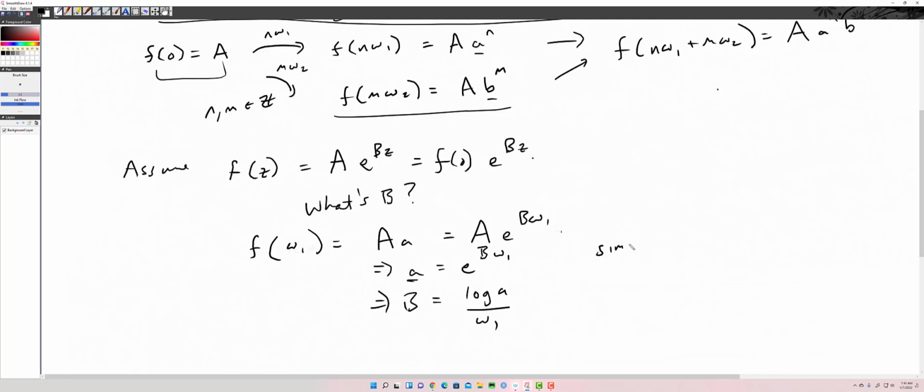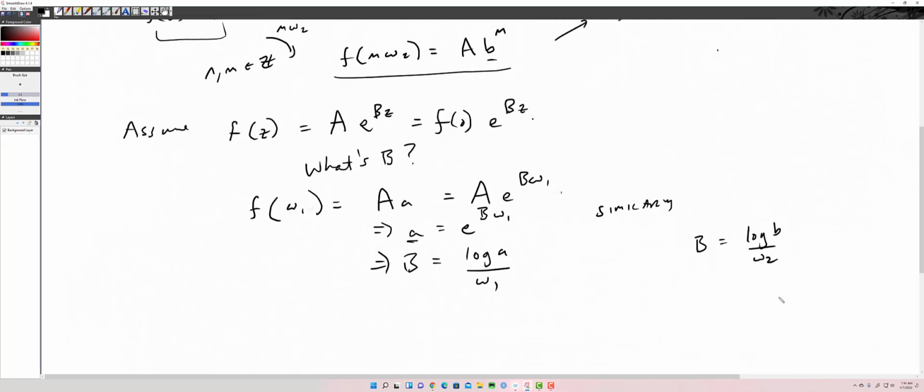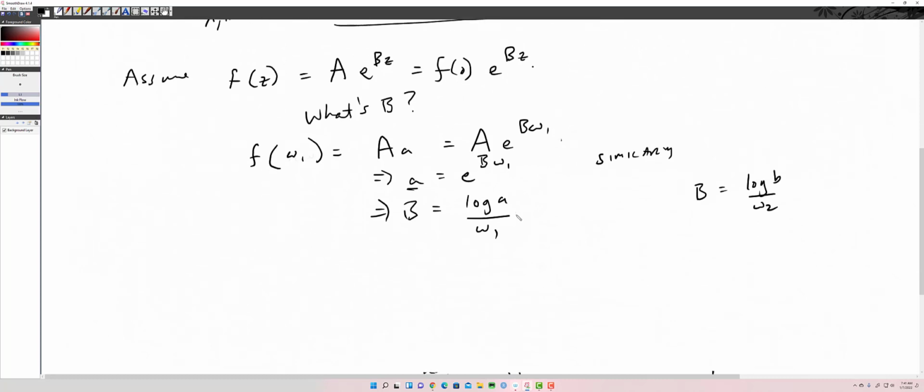Similarly, I could show that b is log B over omega 2. So really what I'm saying is big B depends on all four of these things, or at least three of them, in the sense that if I had, let's say, omega 1, omega 2, and I picked an A, I could then find my B. And we're assuming that these things exist.